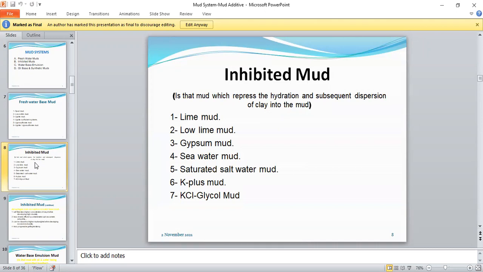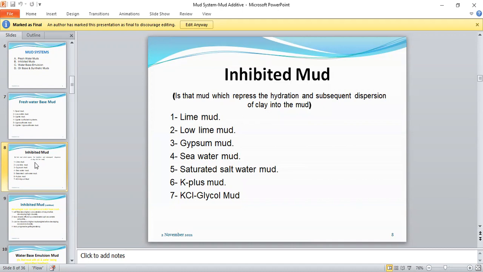So in inhibited mud systems, we have lime mud. Lime mud, because the pH of lime is very high. We have low lime mud. We have gypsum mud. Gypsum is another type of clay or another type of bentonite that is very, very reactive. We have seawater mud, mud that we prepare with seawater.